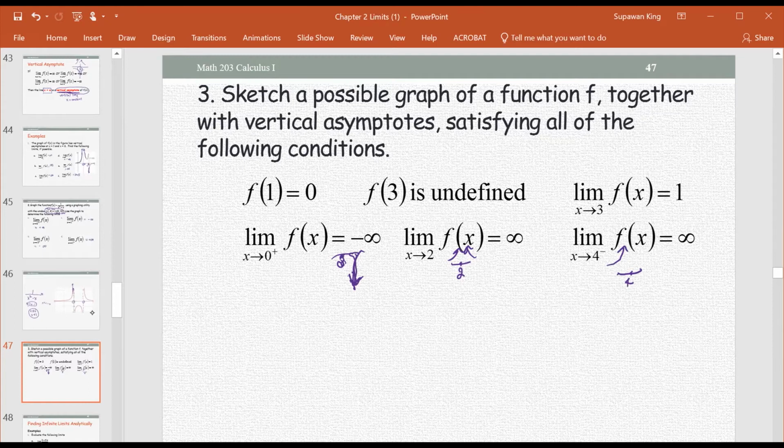So the lower 3 terms there, they are limits. And how about the limit as x approaches 3? At the point 3, the limit approaches 1, not positive or negative infinity. So that means it doesn't matter on the left side or on the right side, the value of the function approaches the value 1. So y does not equal 1, but y approaches 1 as x approaches 3 from the left side and from the right side.